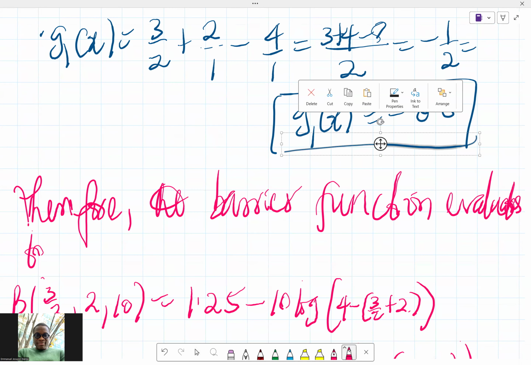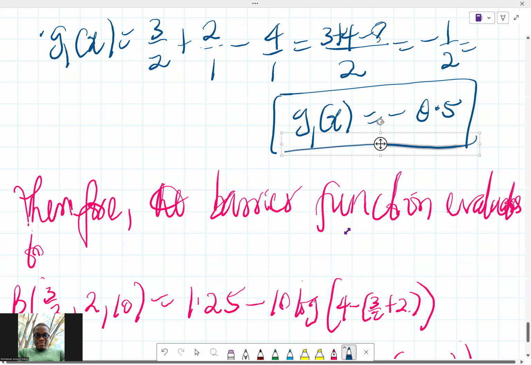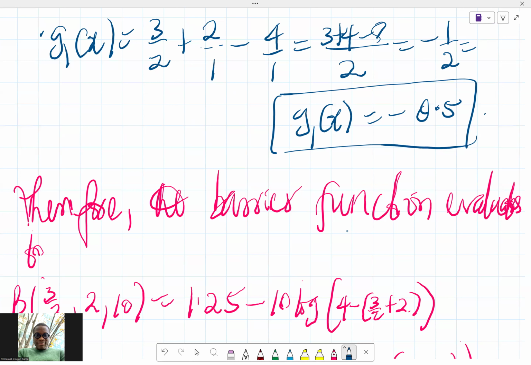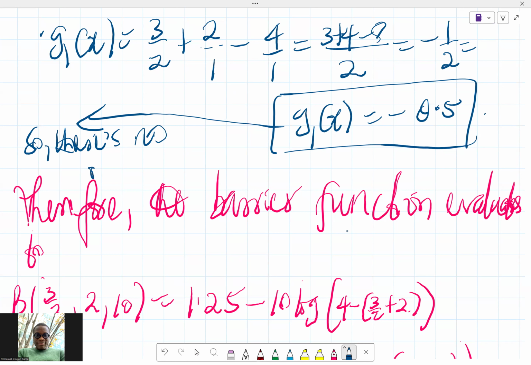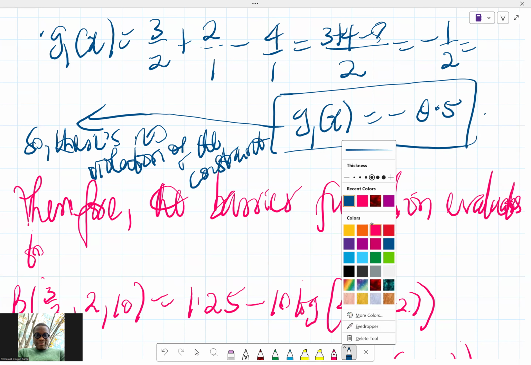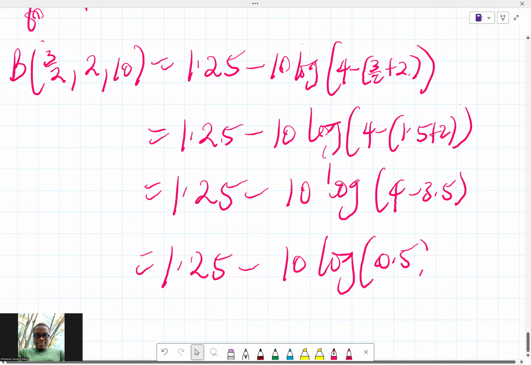So of course we can talk about this, that this implies there is no violation of constraints, because that's actually supposed to be less than or equal to 0. So it's okay because minus 0.5 is less than 0. So there's no violation of the constraint. So then we can now come over and try to evaluate the barrier function, which we are on already.